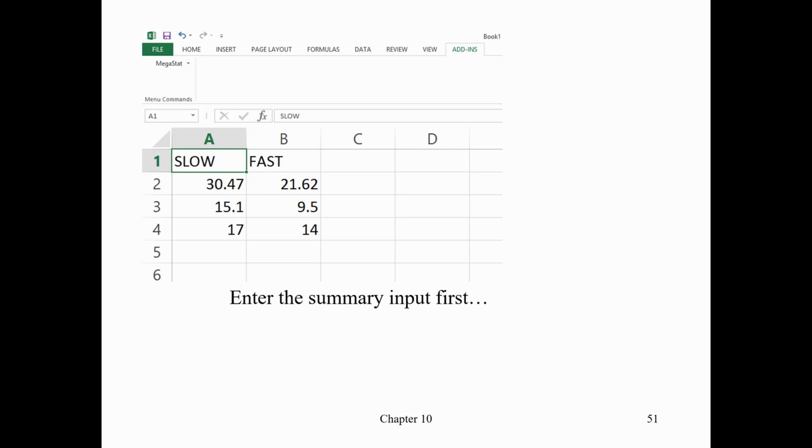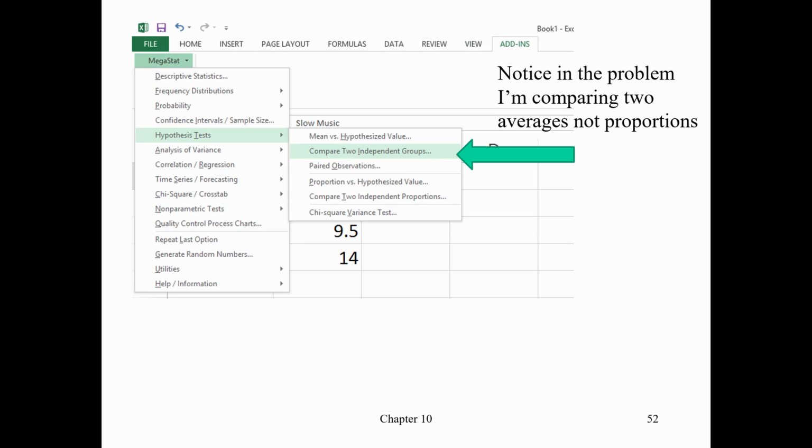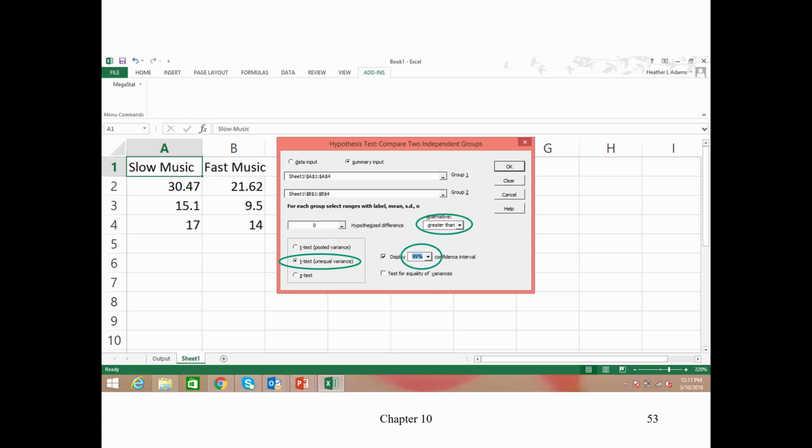Okay, so I enter the data like I've done before, the summary input, because I have the means and standard deviations and sample sizes, not the whole raw data set. Comparing two independent groups again. And this is averages, not proportions. I'm expecting slow to be greater than fast. Expect people to spend more when the music is slow than fast. That's what I'm testing. Always choose unequal variance. 99% confidence because the level of significance was 0.01. And always put hypothesized difference of 0.